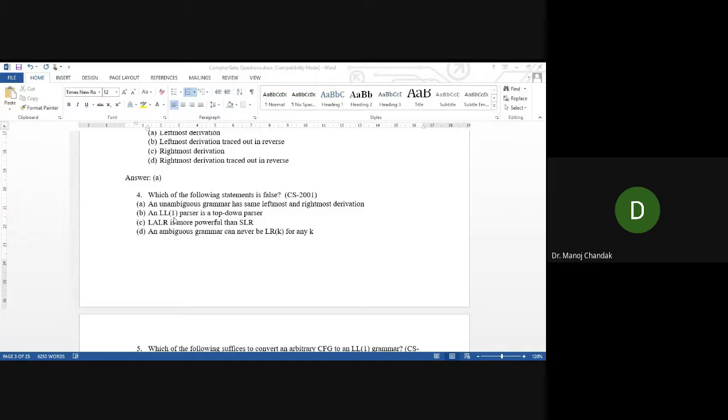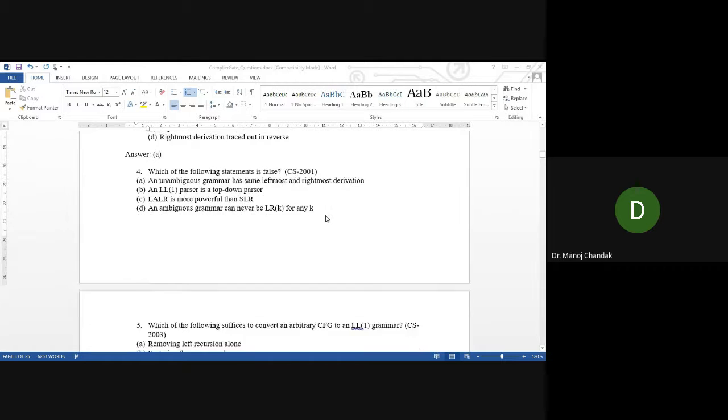Okay, and LL1 parser is top down, so yes, LL1 parser is top down, it's not false. LALR is more powerful than SLR, yes, because it's an optimized parser. An ambiguous grammar can never be LRK for any value of k. Yes. So this is also not false. What is false is that an ambiguous grammar has same leftmost and rightmost derivation. That is false. It cannot have same leftmost and rightmost derivation because it is ambiguous. Okay.